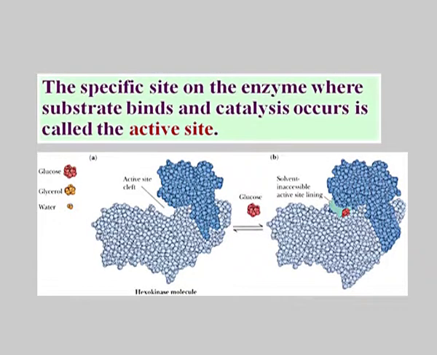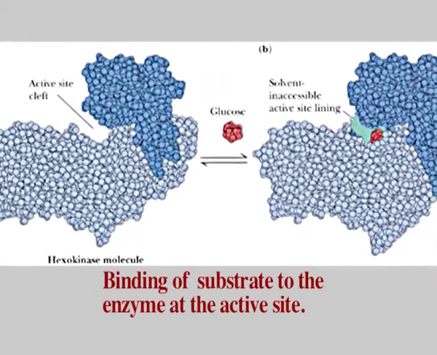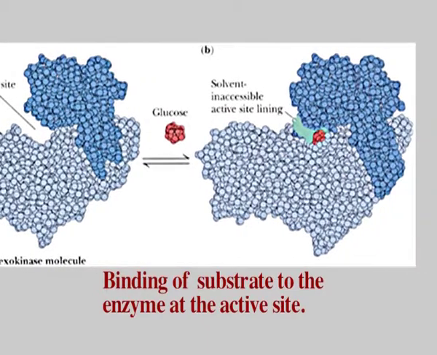Enzymes are highly specific both in the reactions that they catalyze as well as in their choice of reactants, which are called substrates. An enzyme usually catalyzes a single chemical reaction or a set of very closely related reactions. The specific site on the enzyme where a substrate binds and catalyzes is called the active site, and each active site has a shape that fits a specific substrate or substrates only.